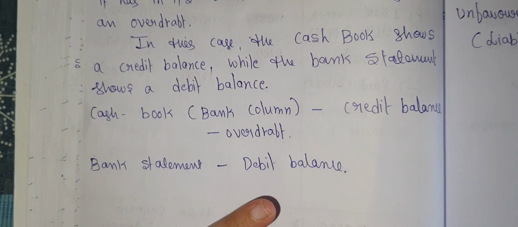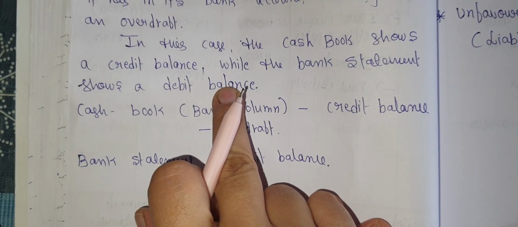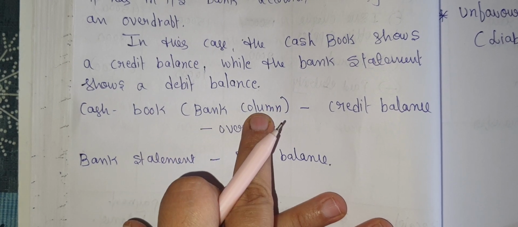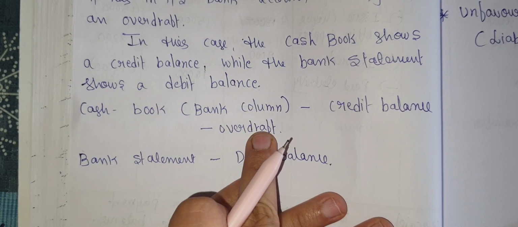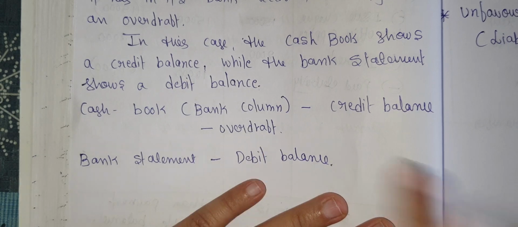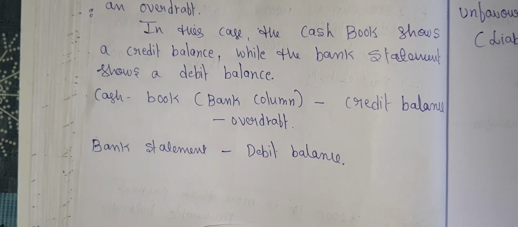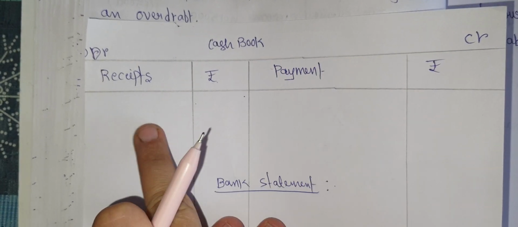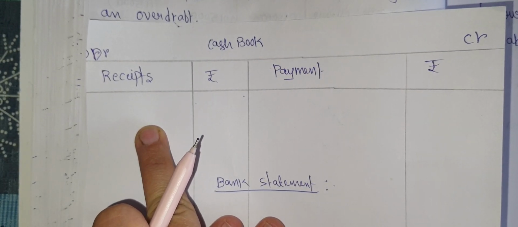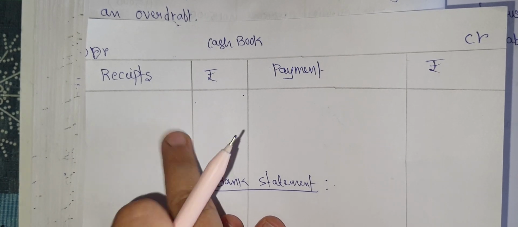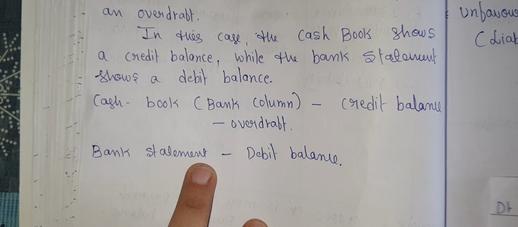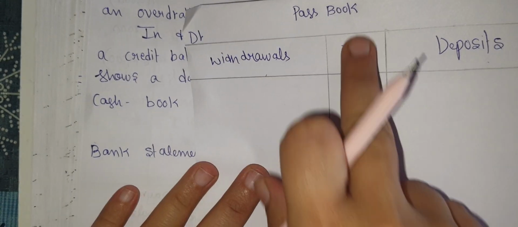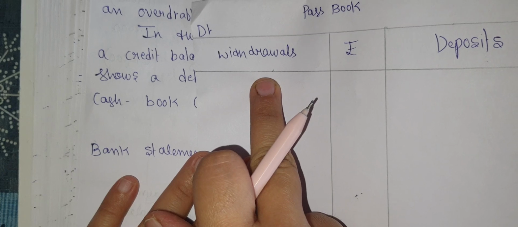Cash book shows a credit balance while the bank statement shows a debit balance. Means what? Cash book, bank column, in the cash book, the bank column shows credit balance. It means what? Overdraft, means unfavorable balance. See here, in the cash book, credit balance. In the cash book, credit balance means payments are more than the receipts. This is called as unfavorable balance. And in the bank statement or passbook, it means what? Debit balance. See here, in the passbook, debit balance, it means withdrawals.